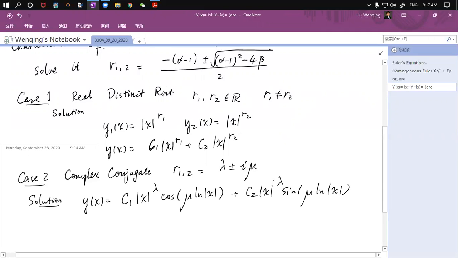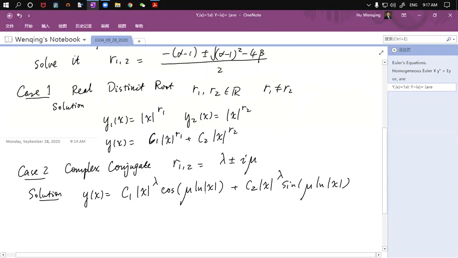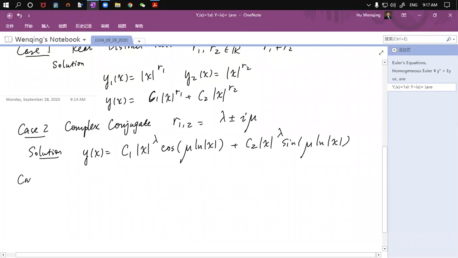It's just that the exponential is replaced by the power. And the complex part enters sine and cosine. And when it enters sine and cosine, it's not going to be sine mu x or cosine mu x. It's going to be sine of mu multiplied by the logarithm of x, and cosine of mu multiplied by the logarithm of x. Okay, so that's the case where you have complex conjugate roots.